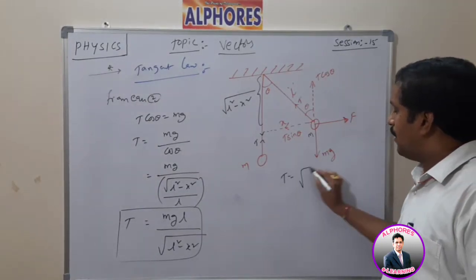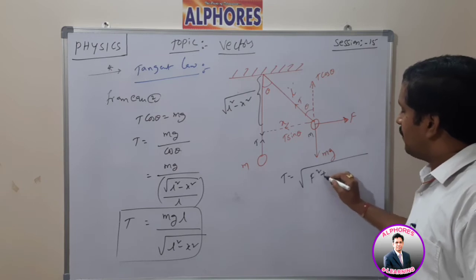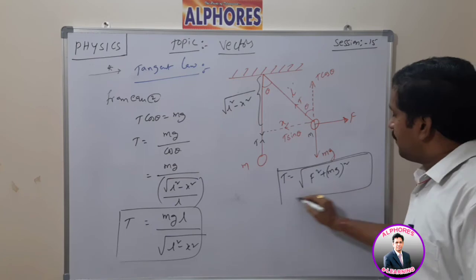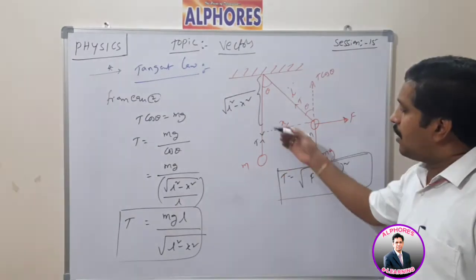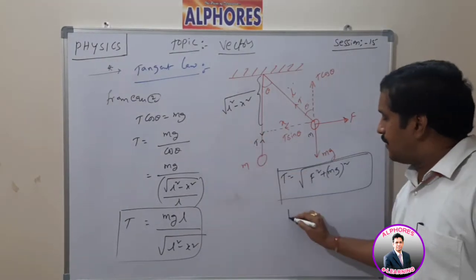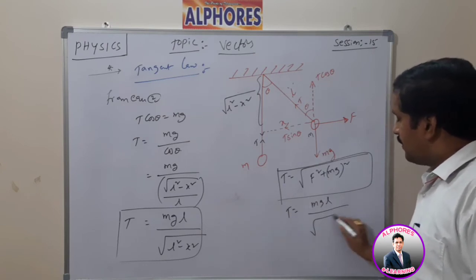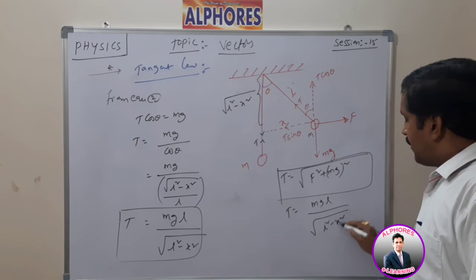Tension is equal to root of f square plus, these are the final expressions I am getting. So in terms of force and weight of the particle, and by solving the component of weight, what is the final result? The tension is equal to mgl by, in terms of distances, root of L square minus x square.